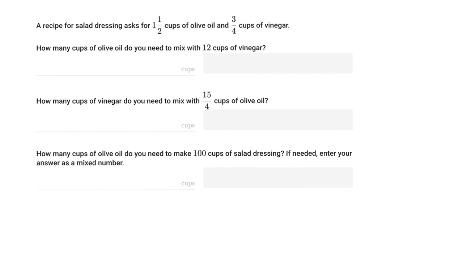Okay, this next one is a recipe, and I believe the best way to do this is a visual. So we're going to take here a table that's going to help us see. So we have the salad dressing calls for 1.5 cups of olive oil and 3/4 cup of vinegar. So in my original recipe, I have 1.5 cups of olive oil for 3/4 cup of vinegar.